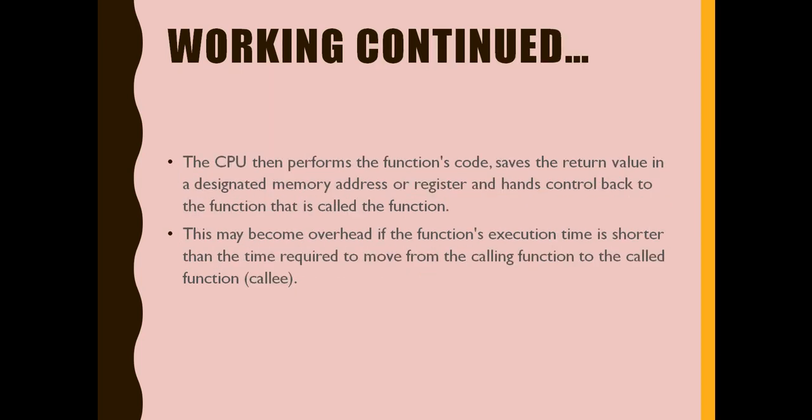Then the CPU performs the function's code, saves the return value in a designated memory address or register, and hands control back to the function that is calling the inline function. So the code of the inline function will be there in memory. Only the address of that particular memory location will be substituted everywhere whenever you call the inline function.